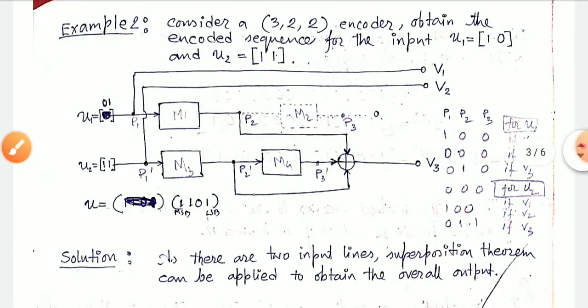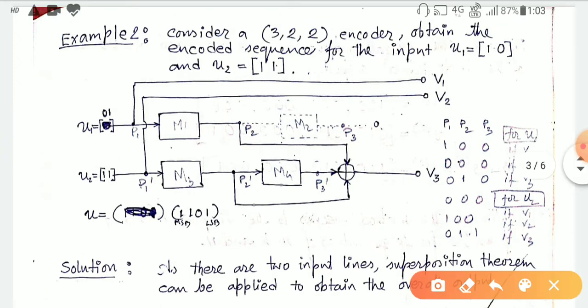Now consider u2. That means when you apply u2 only and u1 is inactive, that is no input is applied for u1, what happens there? To get v1, p1 dash, p2 dash and p3 dash, no one is used there. So each and every element, in this case, will be 0.